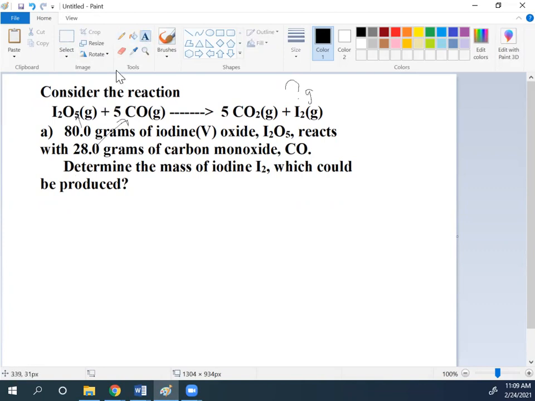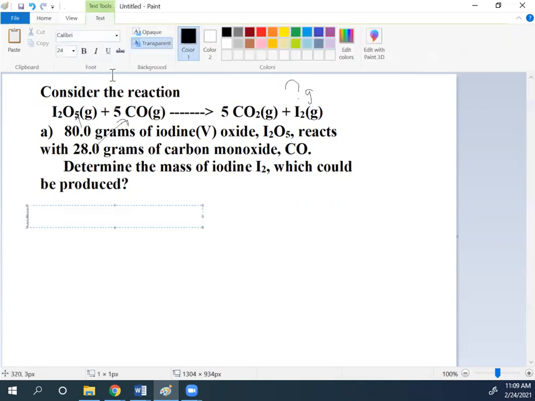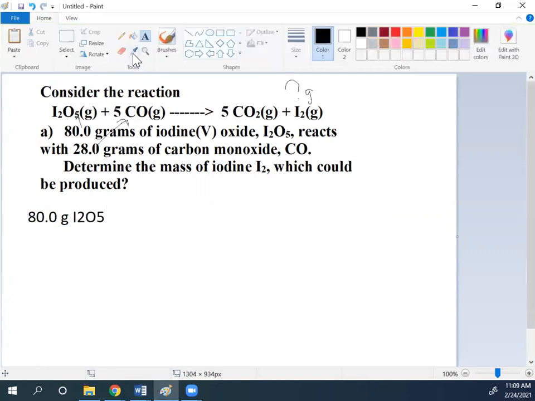So I'm going to take 80.0 grams I2O5, and I'm going to put it over 1. This is a mass to mass, isn't it? Because I'm in grams and I want to go to grams. So this is a mass to mass problem. I'm going to multiply. What's going to be in the bottom of this next fraction? The molar mass of I2O5, okay? So I need someone to tell me the molar mass of I2O5 on the top of the next fraction.